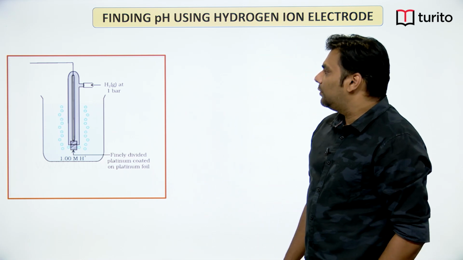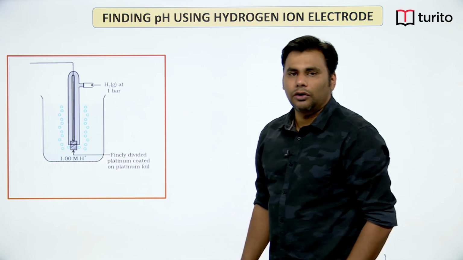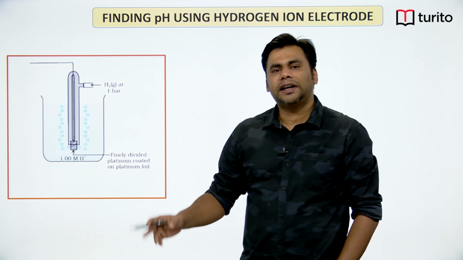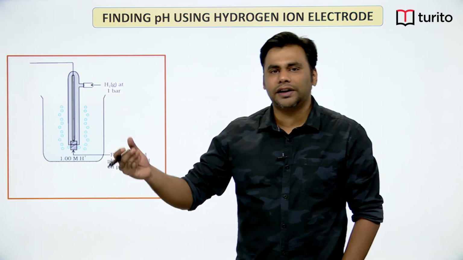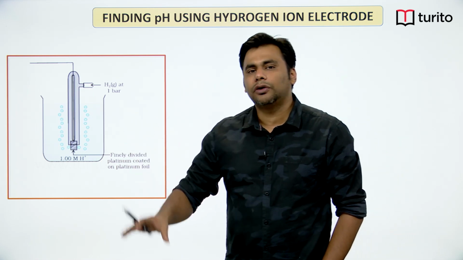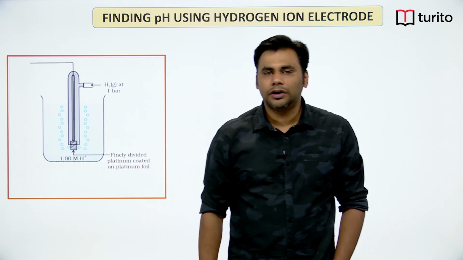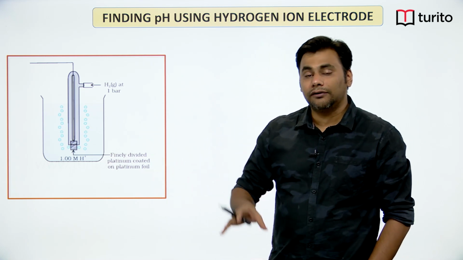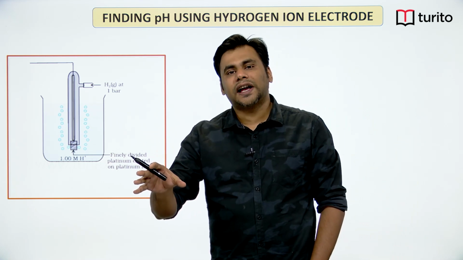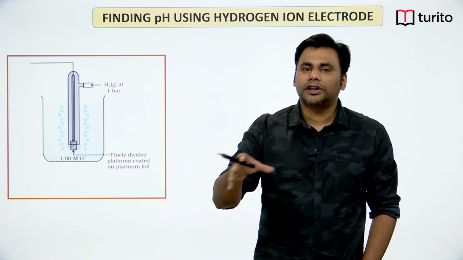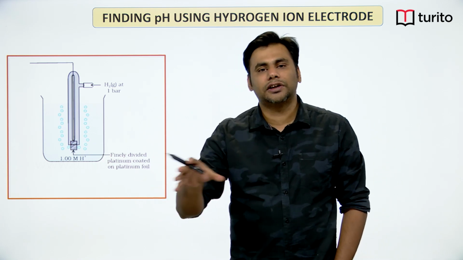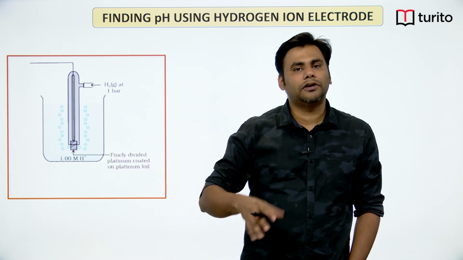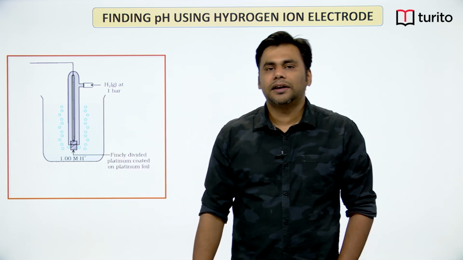Now suppose we take some different concentration. Suppose instead of 1 molar we are taking any concentration, say 10 raised to minus 3 molar. Then that would not be a standard hydrogen electrode. Standard here refers that the temperature has to be 298 Kelvin, the pressure of the hydrogen gas has to be 1 bar and the concentration of the H plus ion in the solution has to be 1 molar. If you change the concentration, then obviously it will not remain a standard electrode.